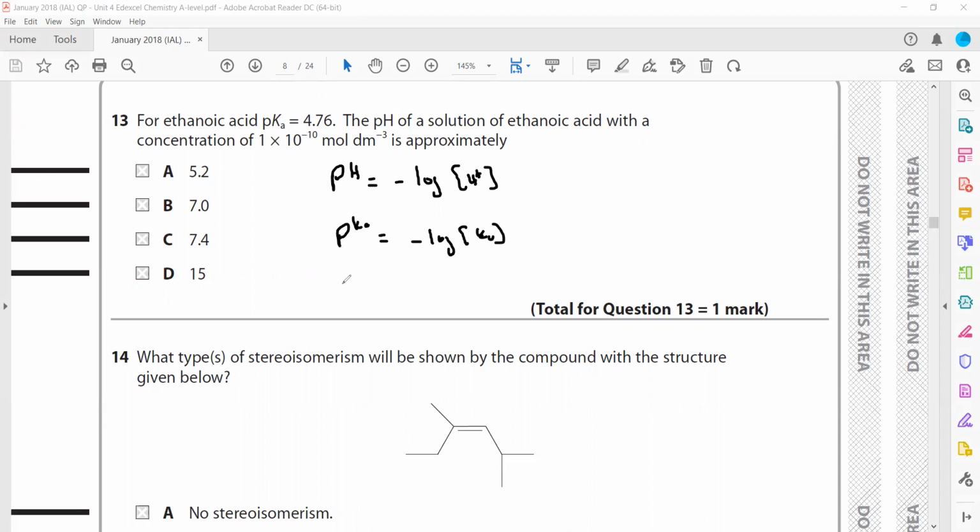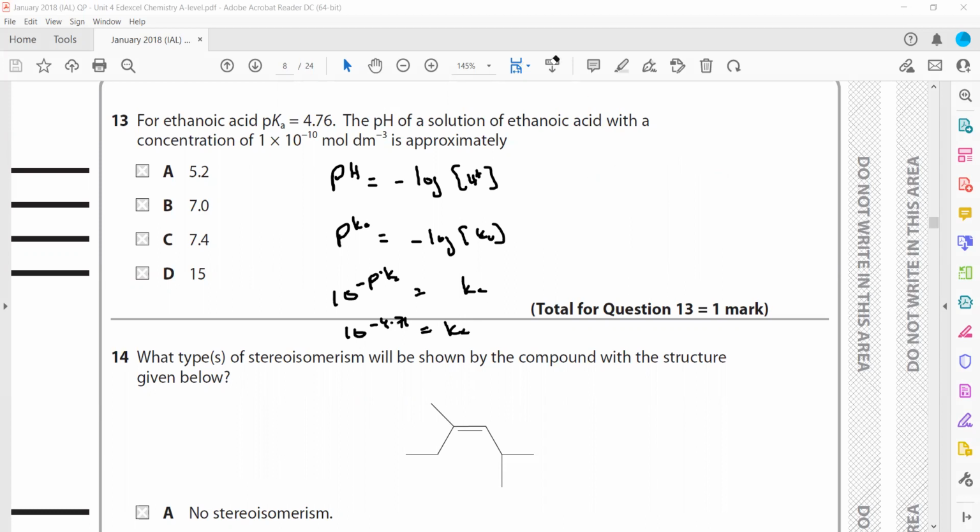So if we need Ka, 10 raised to the power minus pKa, like as we used to do, 10 raised to the power minus pH is equal to hydrogen ion concentration. So 10 raised to the power minus pKa is equal to Ka, the dissociation constant. So 10 raised to the power minus 4.76 will give us the value for Ka. And after getting the value for Ka, ethanoic acid is a weak acid.